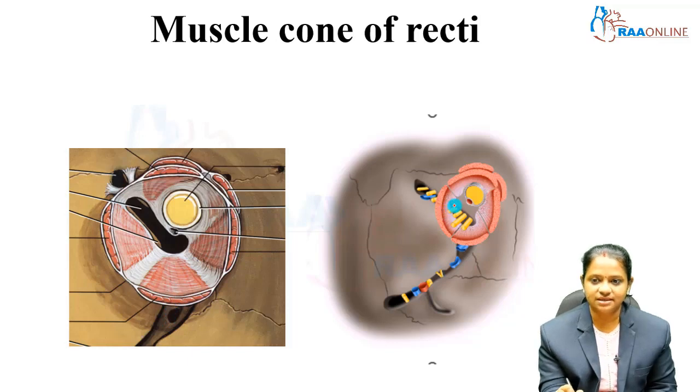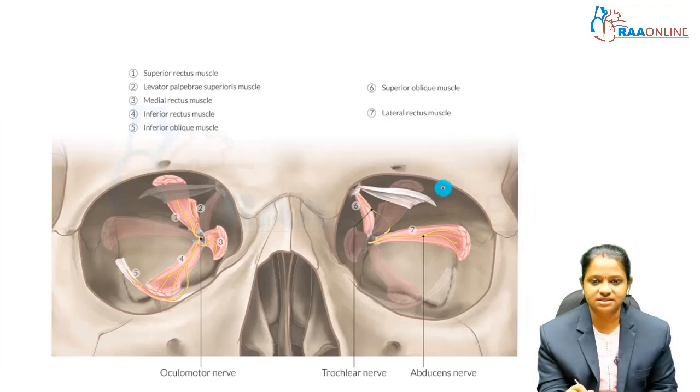So you can see here these structures which are emerging through the optic canal and the part of the superior orbital fissure are inside the muscle cone. And in this image, you can see the oculomotor nerve and the abducent nerve. The abducent nerve is within the muscle cone, whereas the trochlear nerve is outside the muscle cone.